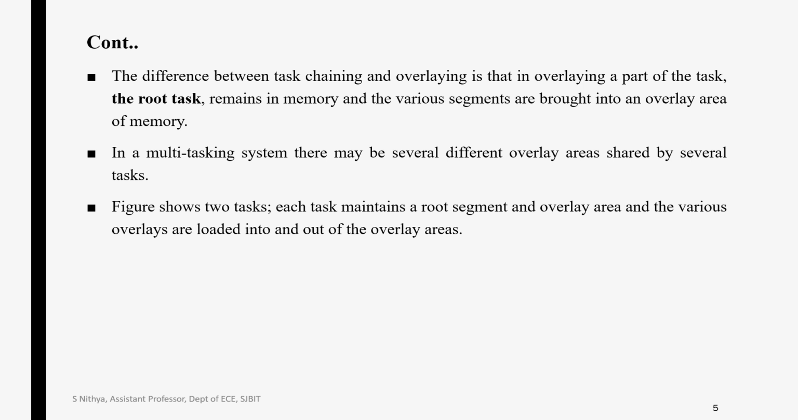The difference between task chaining and overlaying is that in overlaying, a part of the task, the root task, remains in memory, and the various segments are brought into the overlay area of the memory. In a multitasking system, there may be several different overlay areas shared by several tasks. The figure shows two tasks, each maintaining the root segment and overlay area, and various overlays are loaded into and out of the overlay area of the memory.